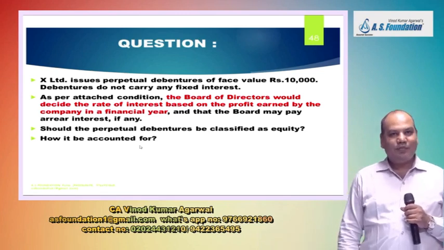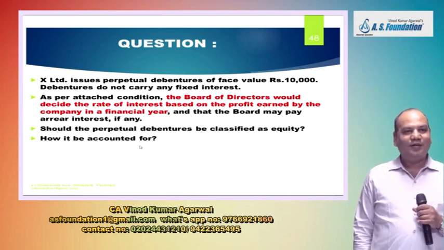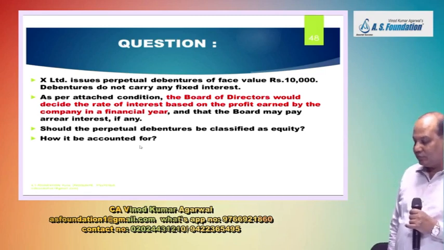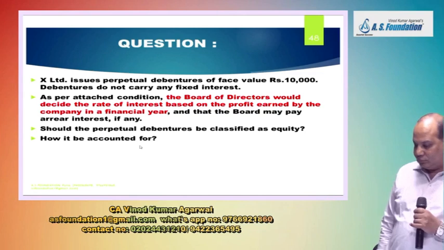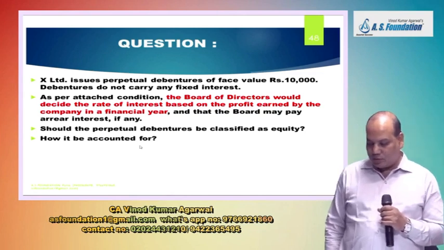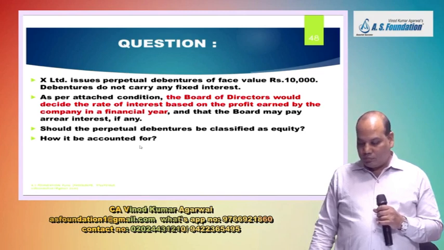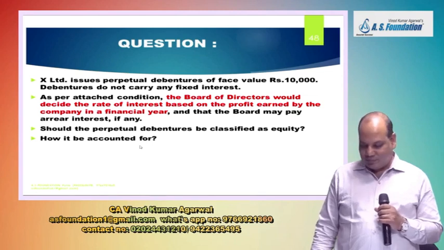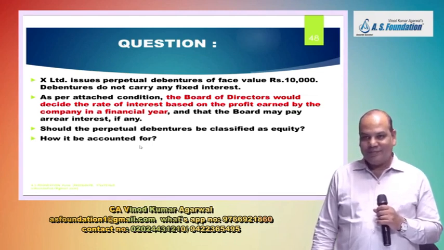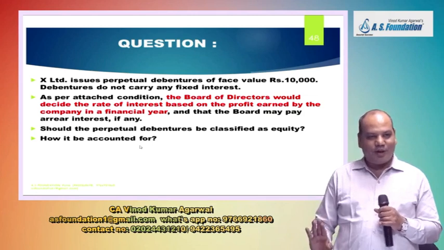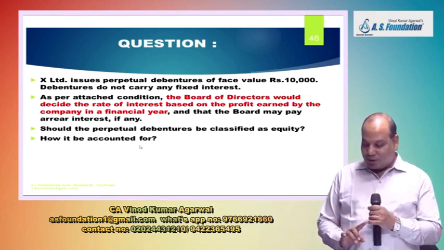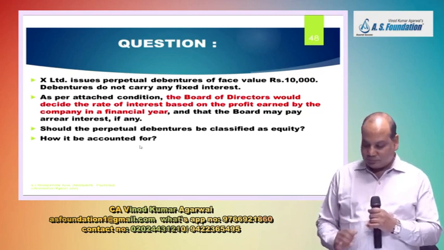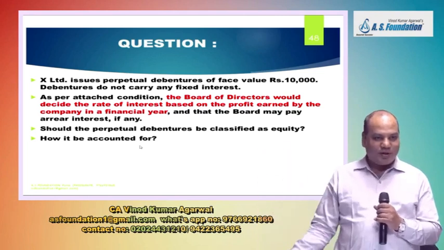Read again. Read the red font. I have given you the hint. Is it a liability? Can the company avoid paying interest? It's a perpetual debenture, so only interest will be paid, at the rate decided on the basis of profit. The board can say we'll pay 0% interest.